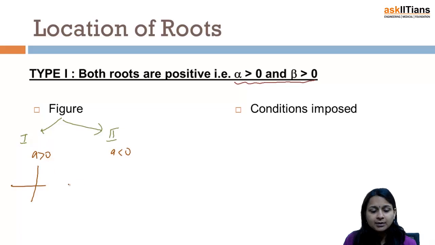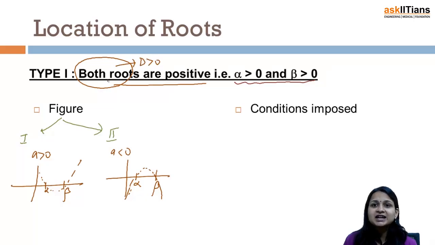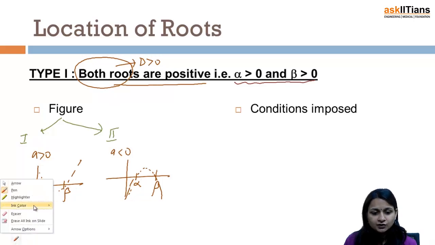So a greater than 0 means my parabola's mouth will be upwards. When both roots are positive, suppose I am drawing alpha and beta, my graph will look like this. Now when a is less than 0, my parabola's mouth will be downwards, so my graph will look like this. Both roots are positive, so automatically the discriminant D will be greater than 0. That means it will be cutting the x-axis two times. You can see that in both cases I have drawn graphs in which it cuts the axis two times.